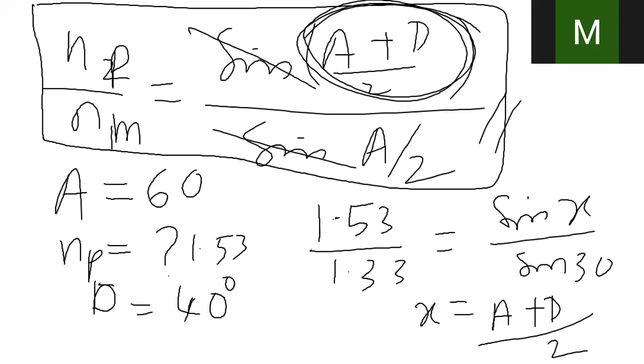So it will be sine 50 here, right, as a numerator. First question or second part? Second part. How does sine 50 come? A plus D by 2. Oh, that's the first part, no? Oh yeah, that's what I meant. 60 plus 40 by 2, yeah, correct. So I got the answer for that.